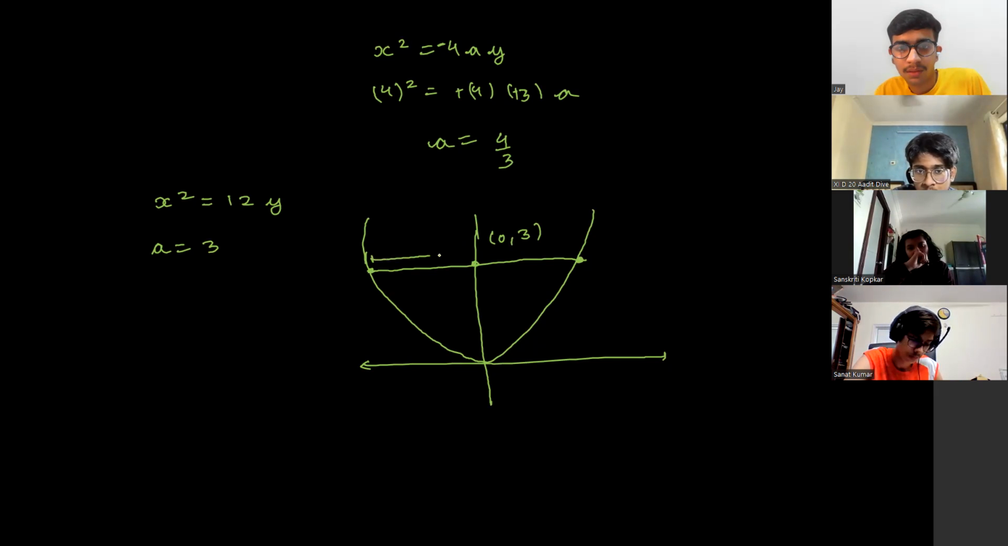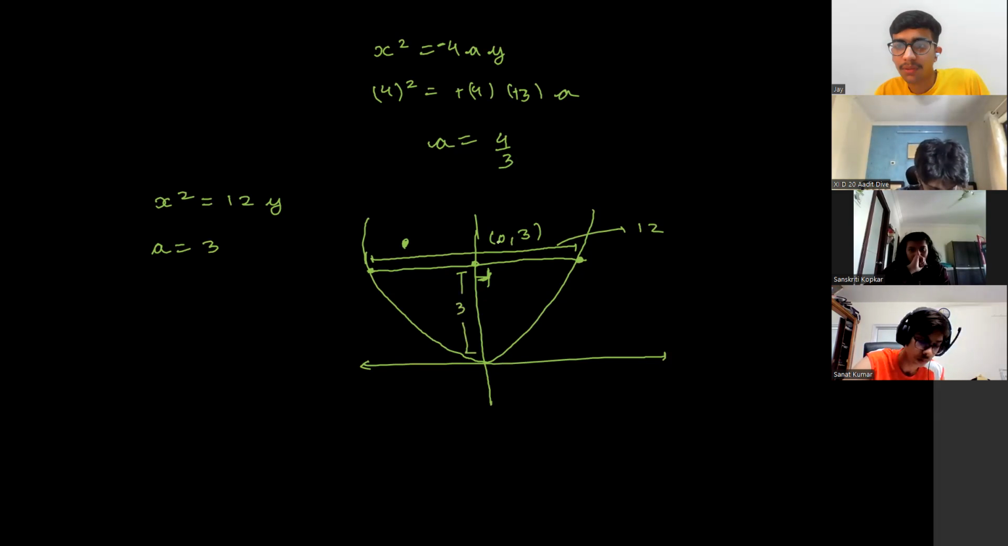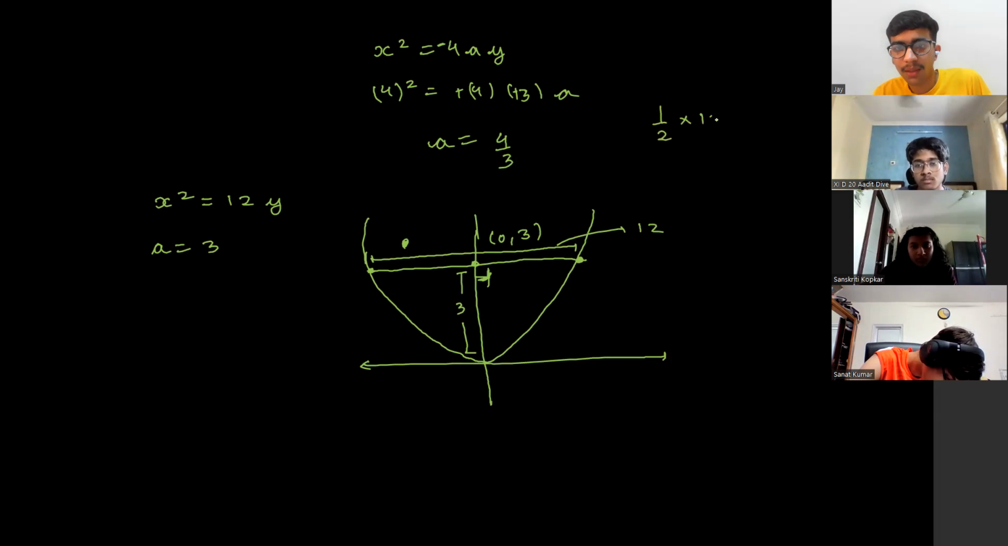Then you could use half into base into height and take the latus rectum as the base. So the length of the latus rectum is 12, and since the axis is perpendicular to the latus rectum, the height is 3, because from the origin to (0, 3) the distance is 3. So half into base into height will be half into 12 into 3. Half of 12 is 6, and 6 times 3 is 18. So 18 square units.